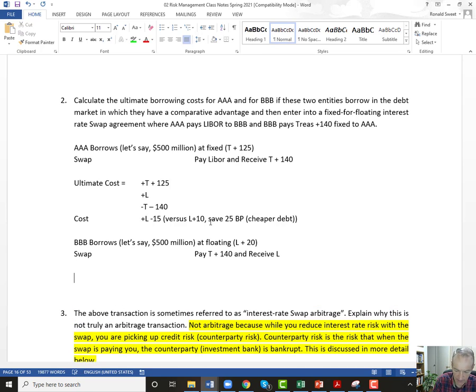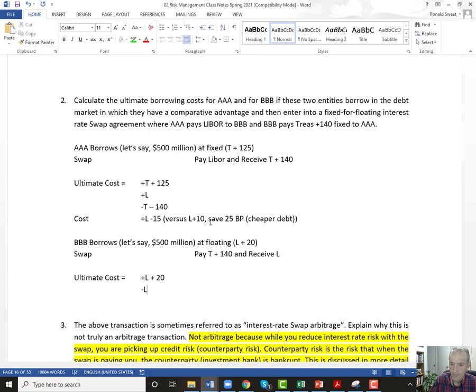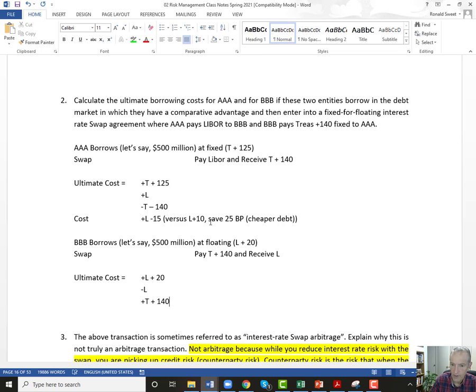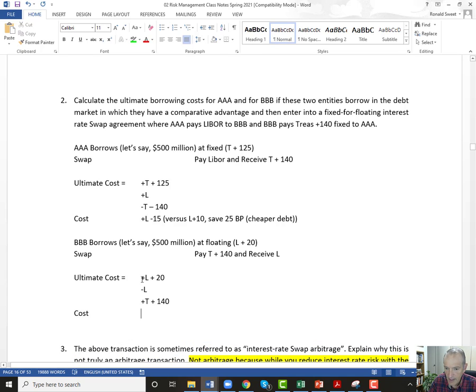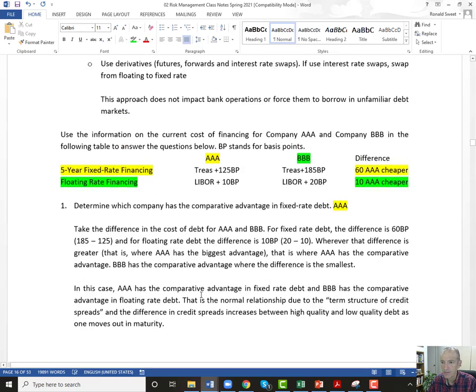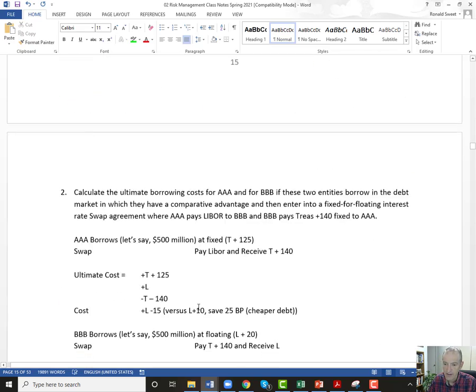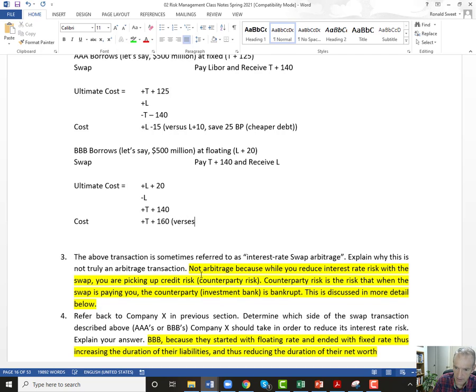Well, let's look at their ultimate costs. So they're going to pay LIBOR plus 20, and then they're going to receive LIBOR, and they're going to pay Treasuries plus 140. So their cost here, the L's cancel out. So all we have is T plus 160. How much worse are they than we expected? Well, they would have borrowed at T plus 185. So they save the same 25 basis points, cheaper debt.